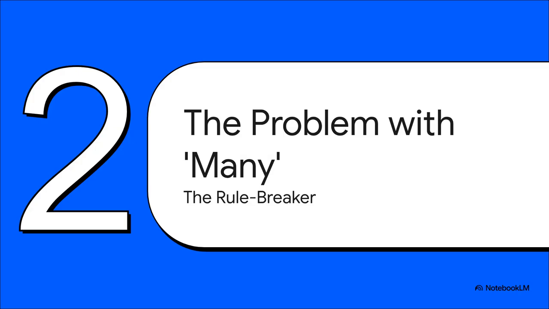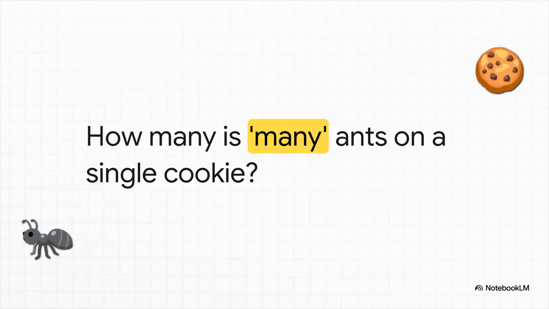Which brings us to the rebel, the troublemaker, the word that just smashes all these nice, neat rules, the word many. Many just refuses to conform to this strict logical world. And believe me, it causes all kinds of headaches. To see why, let's just do a quick thought experiment. Picture a cookie in your mind. Okay, now picture many ants on that cookie. You got a picture? You're probably thinking, what, 10 ants? 15? Yeah, that feels like many for one cookie.